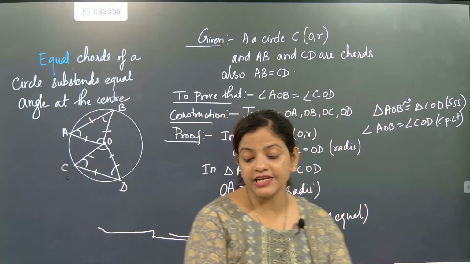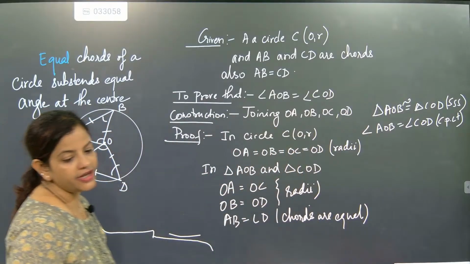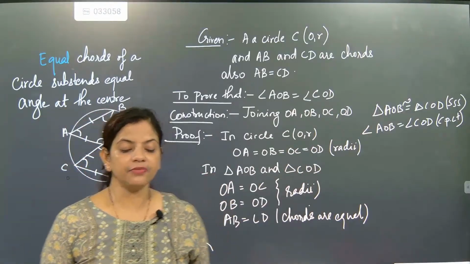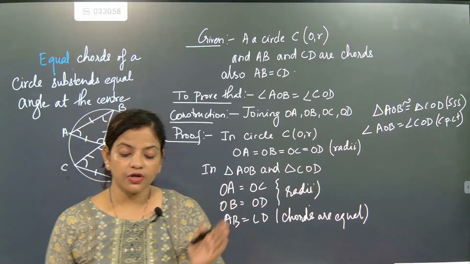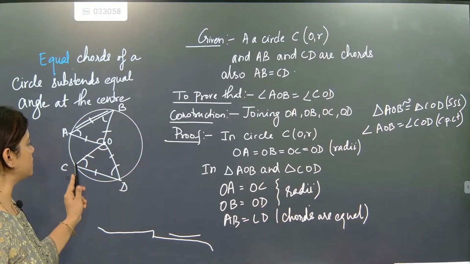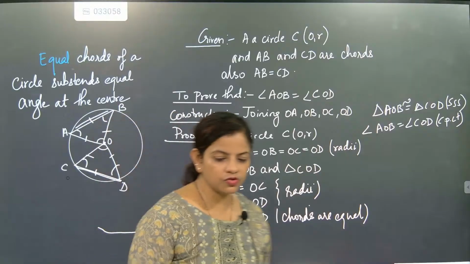AB is equal to CD are chords. Simple, na, beta. In the theorem itself, they said equal chords subtend equal angle at the center. Means in the statement itself, they told that equal chords are there. So equal chords means this chord is equal to this chord. These are chords, so chords are equal.